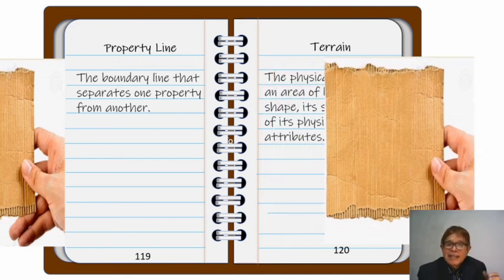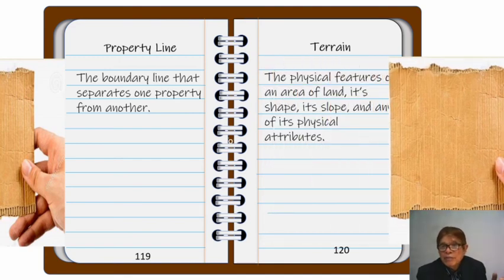Terrain. Terrain is the physical features of an area of land, its shape, its slope, and its physical attributes. For example, what's the terrain of the lot? Is it highly sloping? Is it rough, mountainous, rectangular in shape, and full of bushes and wild grass? So that's the terrain.